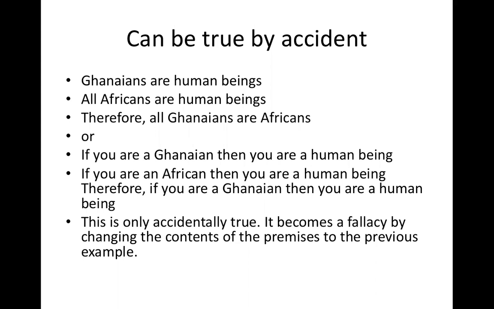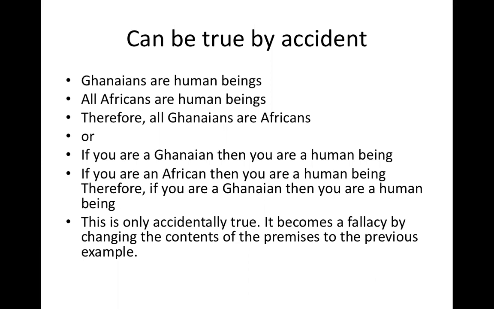And when something is true by accident, you should be able to know that it is true by accident rather than by design. Look at this. All Ghanaians are human beings, yes. All Africans are human beings, yes. Therefore, all Ghanaians are Africans. That's true. So the conclusion is true, but the argument itself is fallacious. The argument is a fallacy.